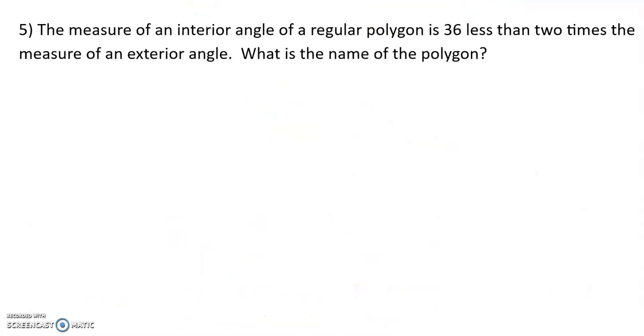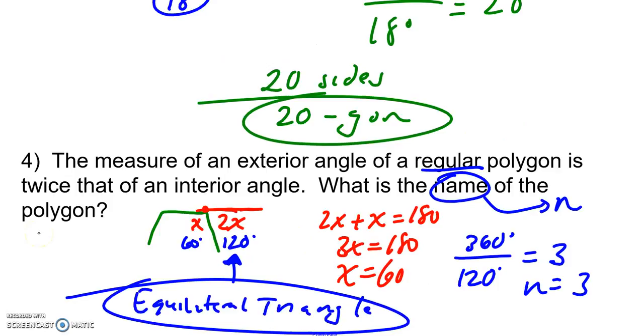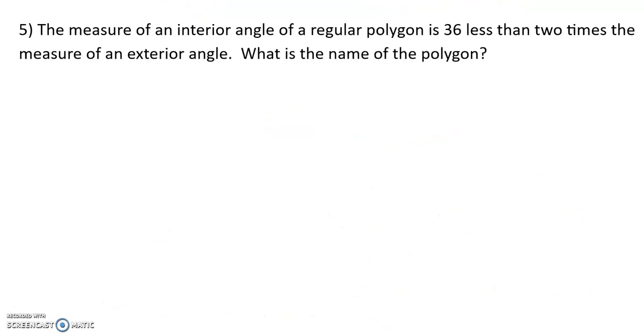Last but not least, one more example. The measure of an interior angle of a regular polygon is 36 less than 2 times the measure of the exterior angle. What is the name? What I'd like you to do is keep in mind that number 5 is very similar to number 4. I would like you to please try number 5 first on your own. Please pause your video at this time, and I'll be back with my work. So please pause now.